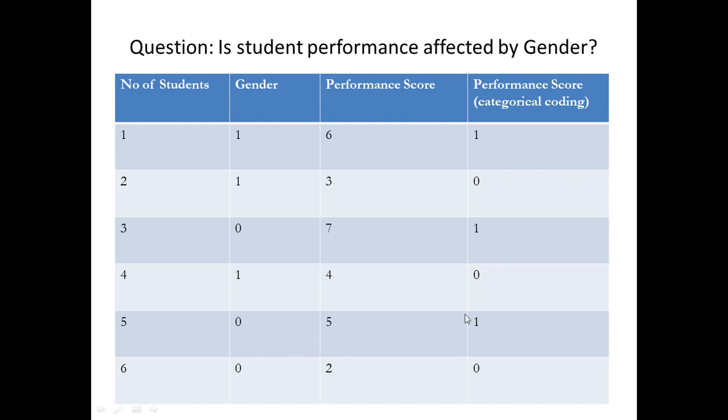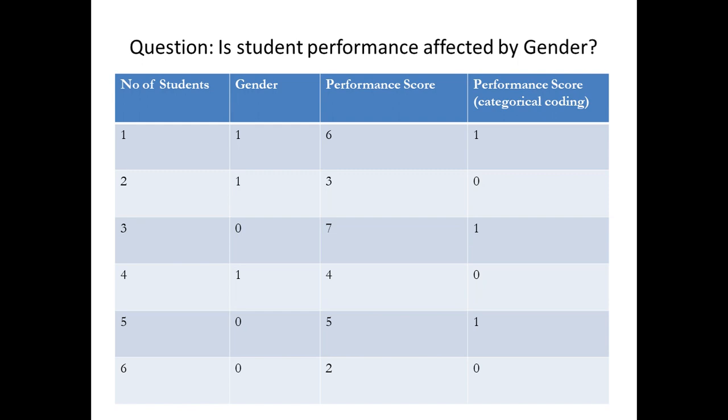Student 5 score 5, that is 1, pass. And then student 2, that is 0. So I decide to crash or delete this middle one, which is performance score by continuous. And I make use of gender, which is categorical, against another performance score, which is also categorical coding. If I do that, I am combining 2 categorical variables together to look at their relationship or association. If I do this, then I'm doing relationship between 2 variables that are measured in categorical form.